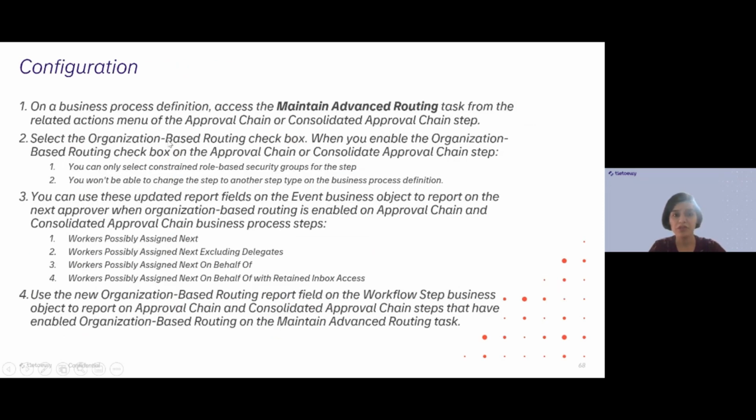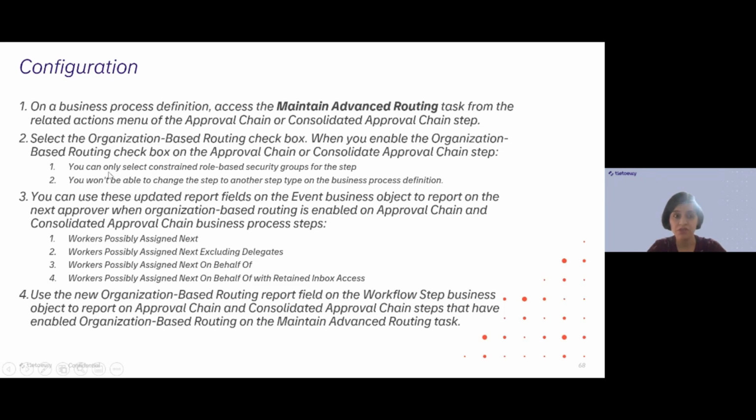So what we need to do here to make this change is, on the business process definition and the approval chain or consolidated approval step, go to the maintain advanced routing task, and we will see a new checkbox there. Just select that checkbox.